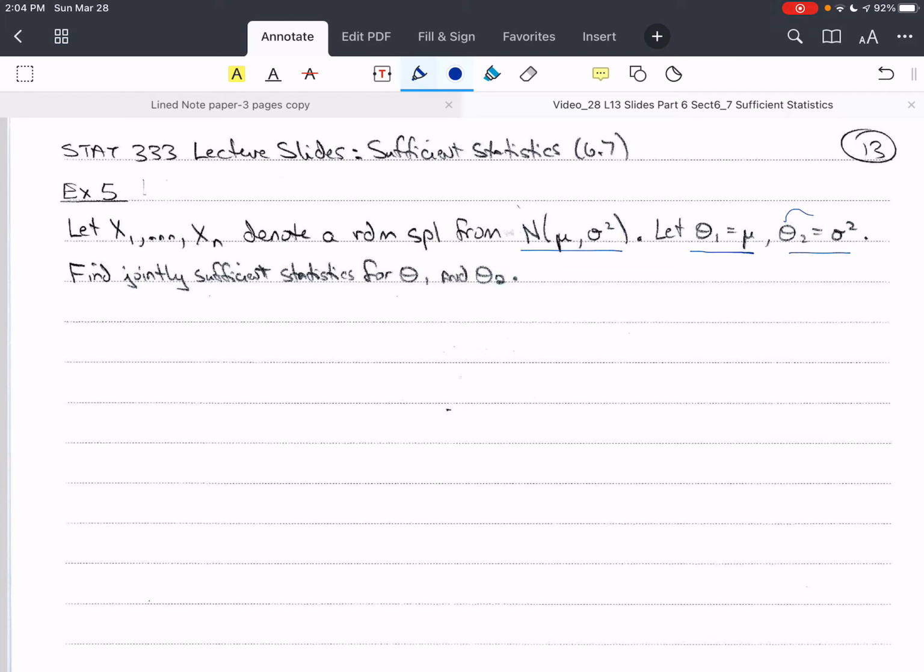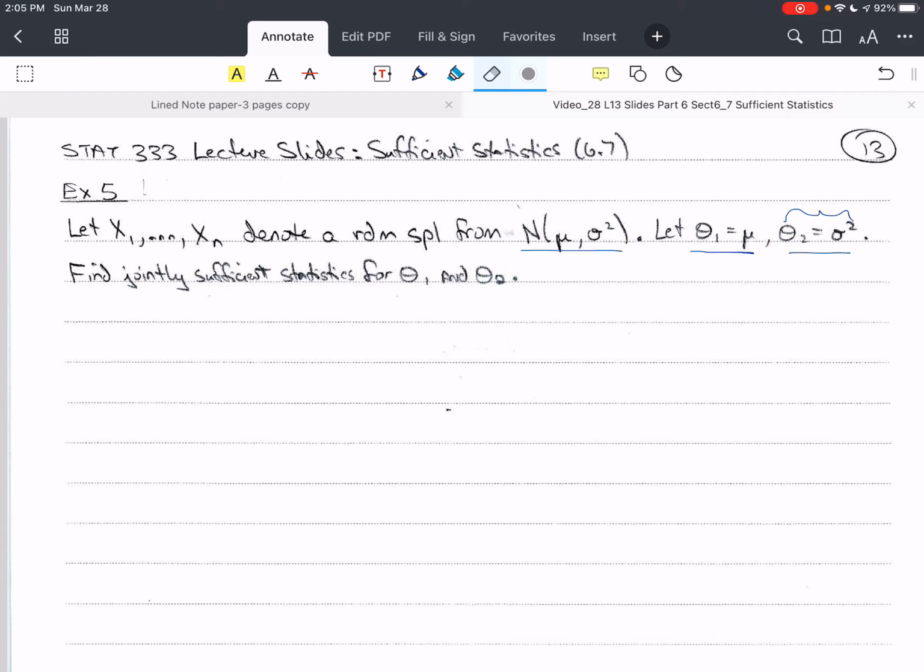So theta 1 is going to be mu, theta 2 is sigma squared. Again, this is a nice trick to use, because if we're doing an MLE, it's really handy to do this substitution to keep the differentiation straight when we're wanting sigma squared and not sigma. So find jointly sufficient statistics for theta 1 and theta 2. We only have two of them.